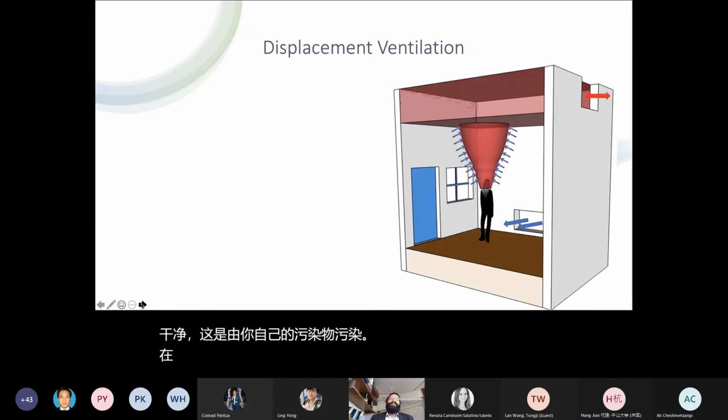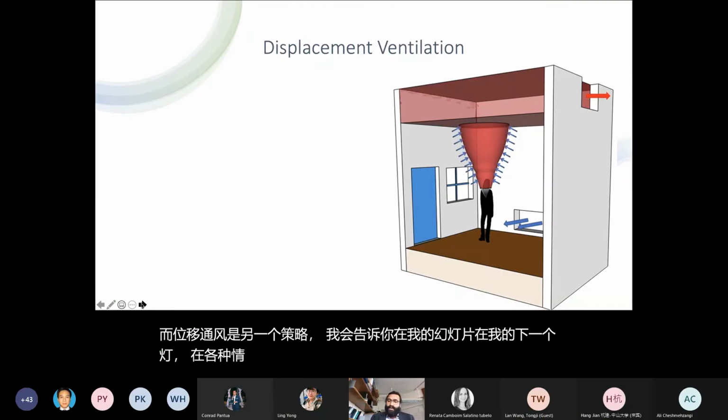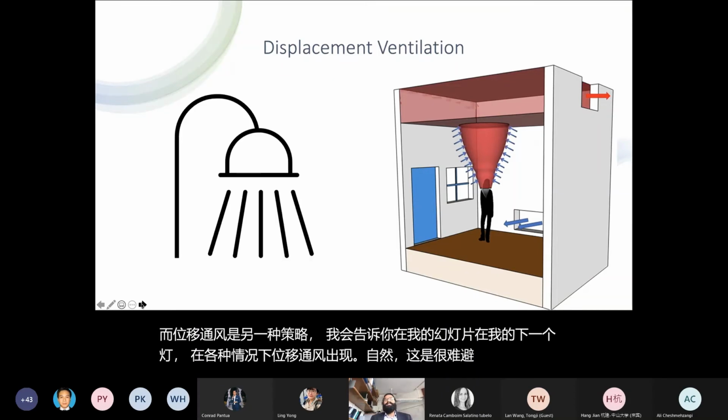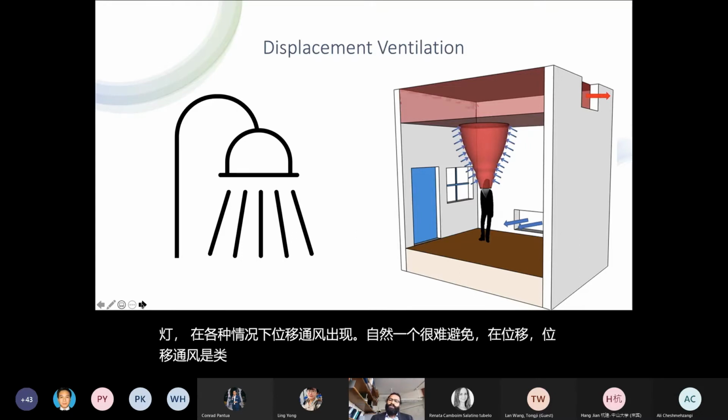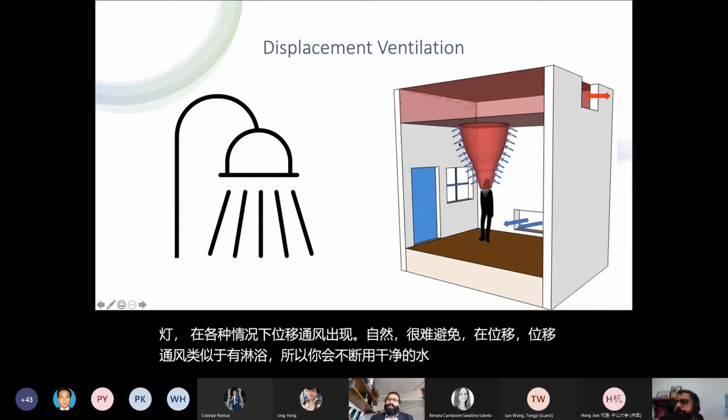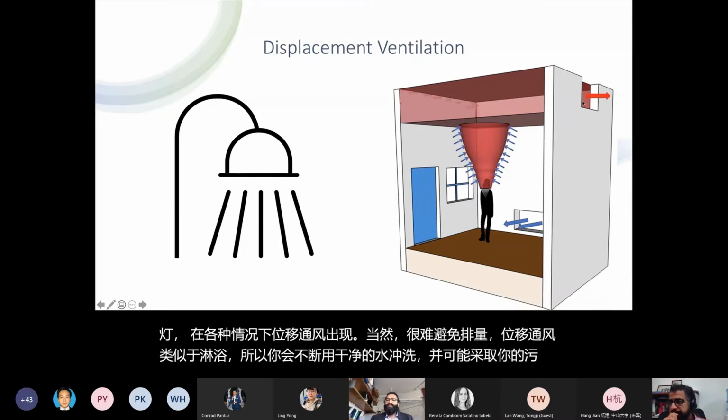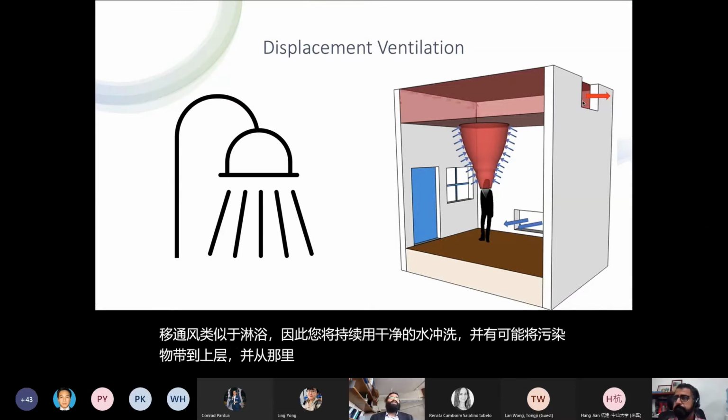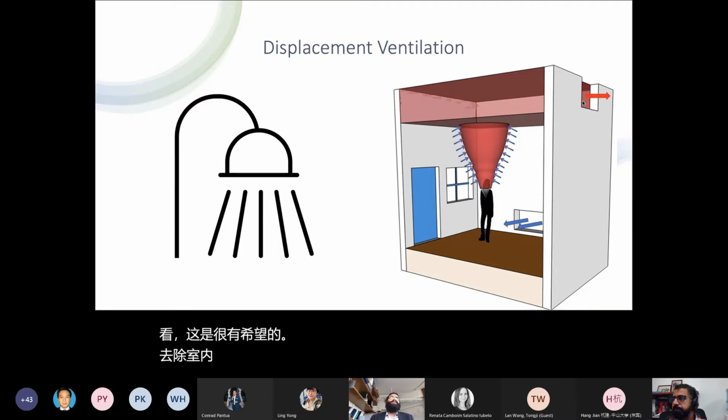Whereas displacement ventilation is another strategy, and I would show you in my next slides that in a variety of situations, displacement ventilation arises naturally, and it is very hard to avoid. Displacement ventilation is analogous to having a shower. So you will be rinsed with clean water continuously, and potentially your contaminant can be taken to the upper level, and from there it can be removed from the indoor space. So it is very promising from the point of view of removing the indoor air pollution and contagions produced in the indoor environment.